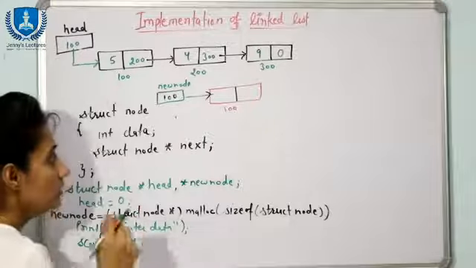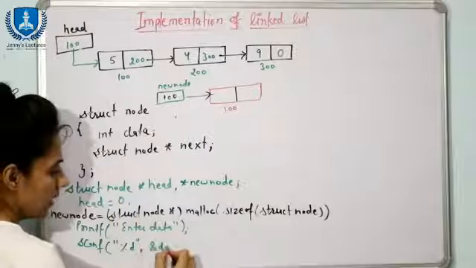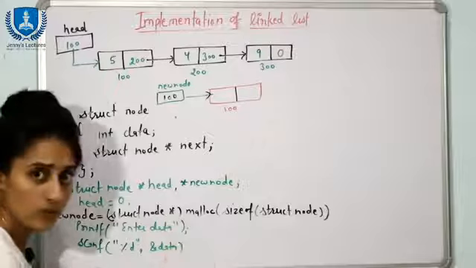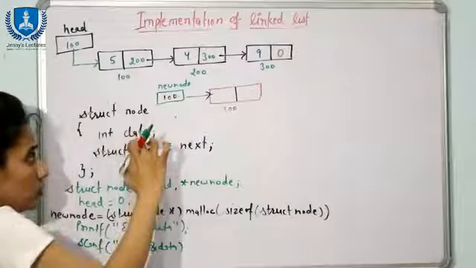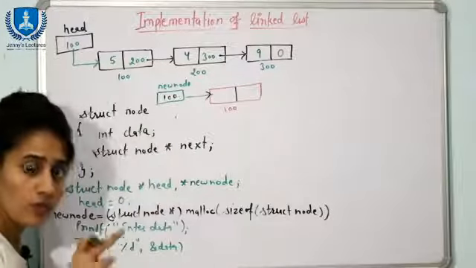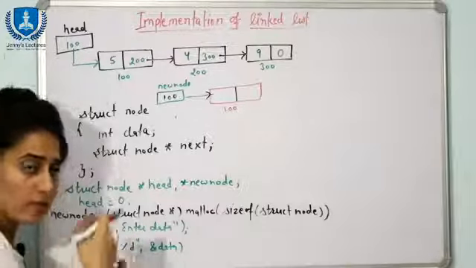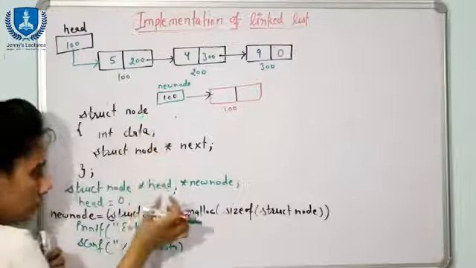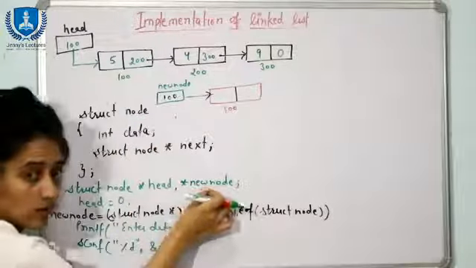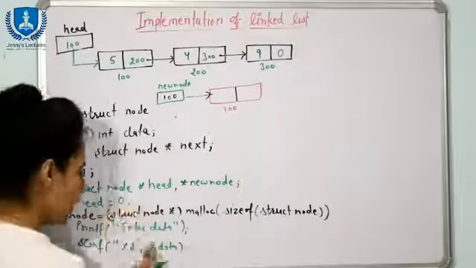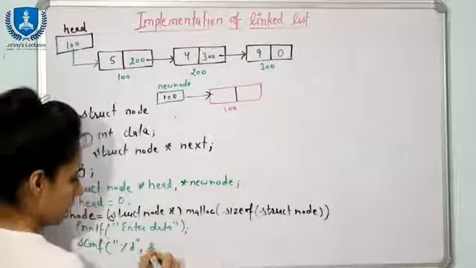Now see, you cannot directly write here the address of and data. We cannot directly access the members of this structure. Fine. If we are accessing the members of the structure, using what? Using this pointer, then what is the syntax?